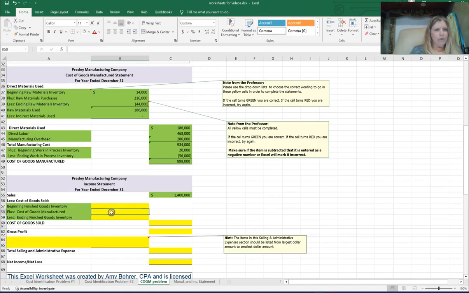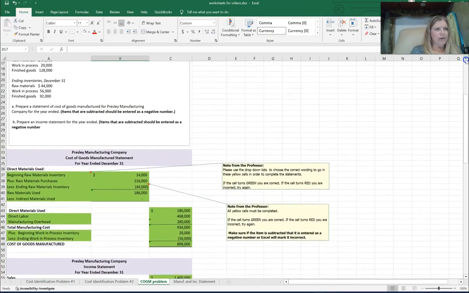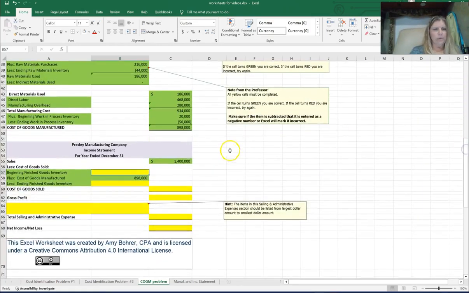So we know what our cost of goods manufactured is because we just calculated it right here, right? So it's 898,000. But we already had some goods in our finished goods inventory at the beginning of the period, so we need to go up here and find out what that number is. Beginning finished goods was 128 and ending is 92. 128. And again, because we're subtracting this, we have to put it in as a negative.